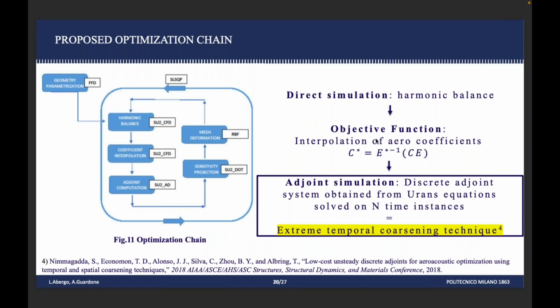So while we use harmonic balance for the direct simulation, we do the interpolation of the coefficients to obtain the real history of our objective function, and then we feed these n time instances inside a standard URANS discrete adjoint. So basically, we are bringing to the extreme a temporal coarsening technique that has been proposed by Tom and Beckett years ago in this paper, where we show that with unsteady adjoint, you can use fewer time instances with respect to the direct simulation to obtain a good sensitivity.